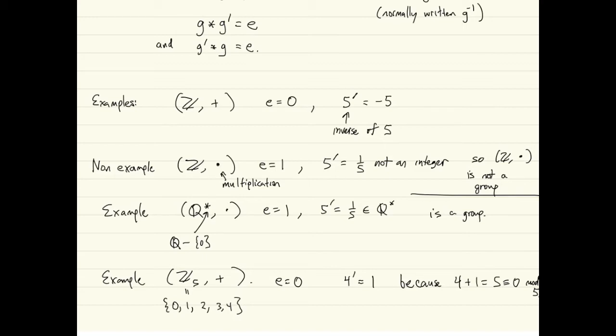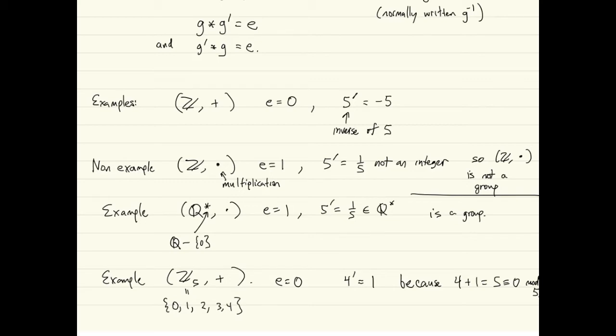Okay, so let's take the rational numbers, but let's throw away 0. And then let's consider multiplication. The identity element is still 1. And now we do have inverses. So for example, the inverse of 5 is 1/5. While we haven't checked all the axioms, it turns out to be the case that the rational numbers throwing out 0 under multiplication do form a group. The multiplication is associative, it has inverses, it has an identity element.